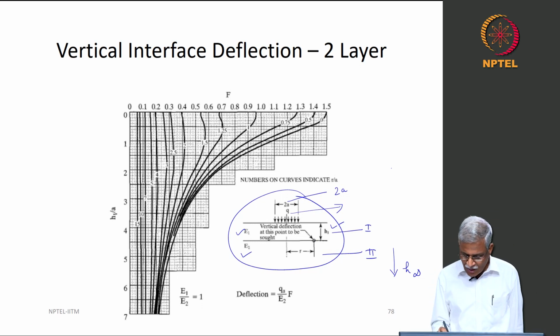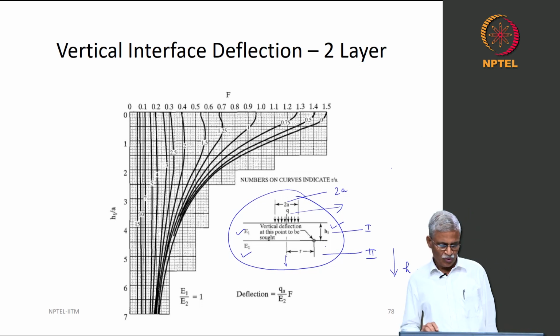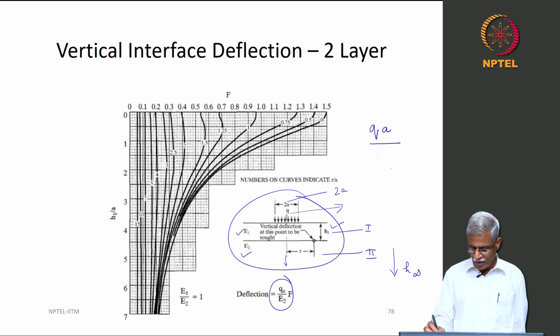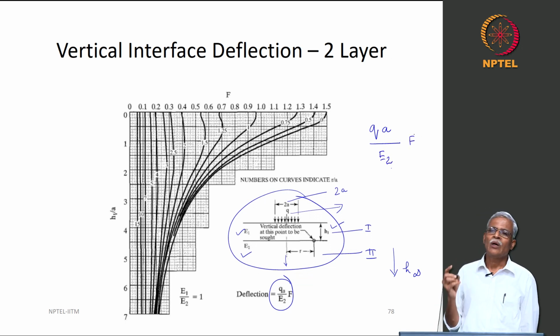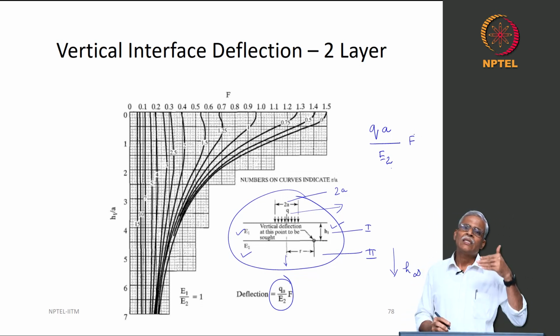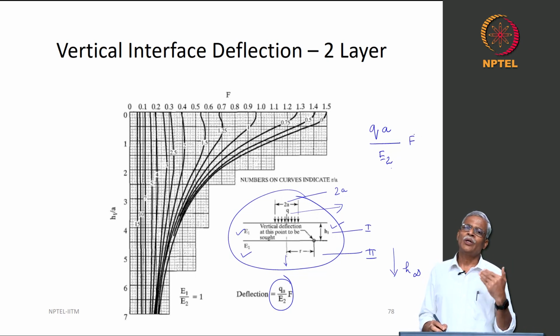Now, what we are interested to find out is, at some point here, at a distance R from the reference line, what is the deflection. So, how do we find that out? We use this formula, let me write it: Q times A divided by E2 times F. Now, since this is two layer theory, you are going to have separate charts for separate ratios of E1 by E2.